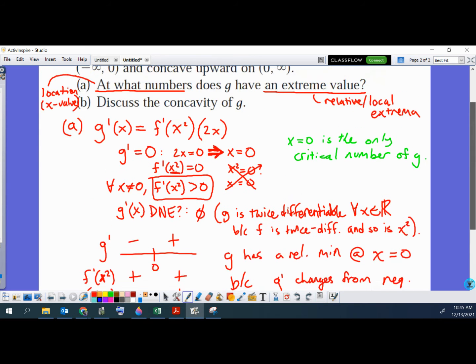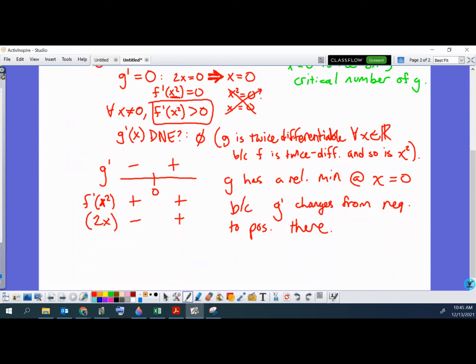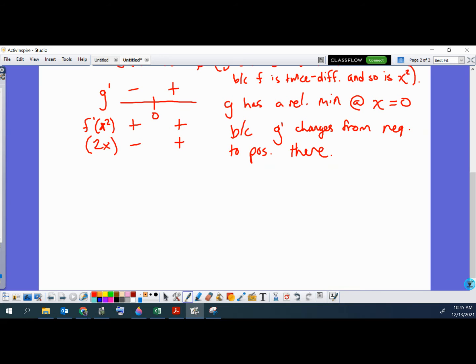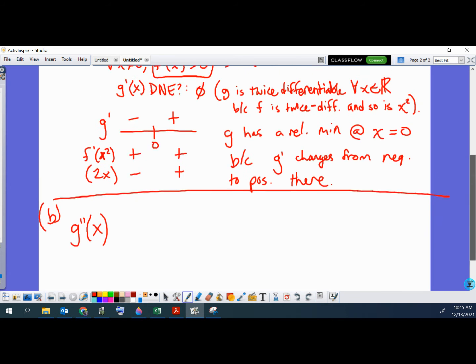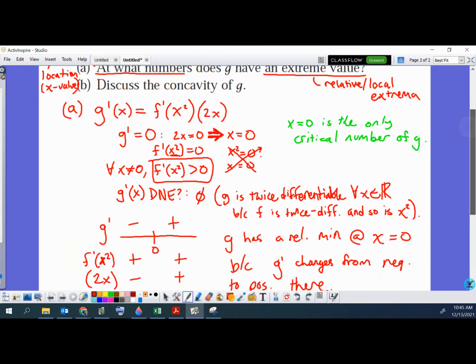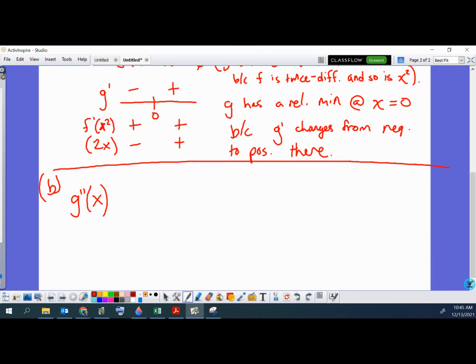All right, part B, and we'll go a little quicker this time: discuss the concavity of g. So for that, we need a second derivative, right? g double prime of x. And so we're going to start from g prime of x. This is part B. And g prime of x was f prime of x squared times 2x. Maybe I should write that again really quick so we can see it. Here, I'll just write it here. g prime equals f prime of x squared times 2x.